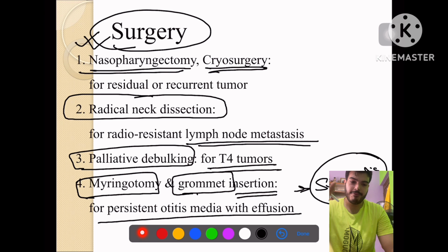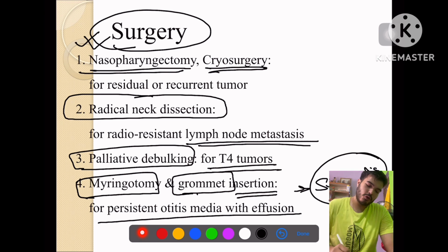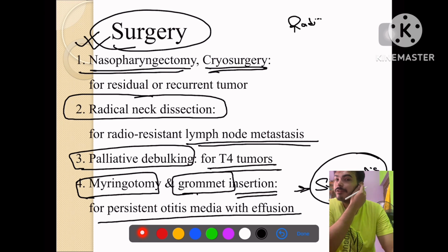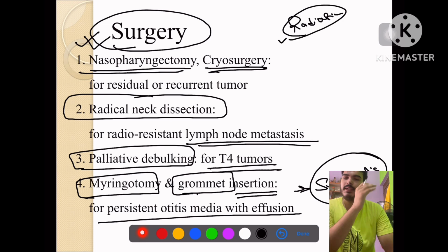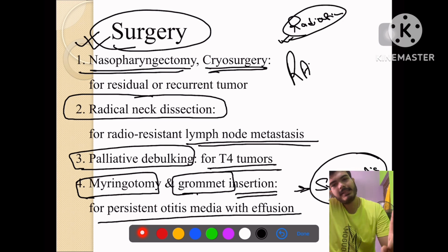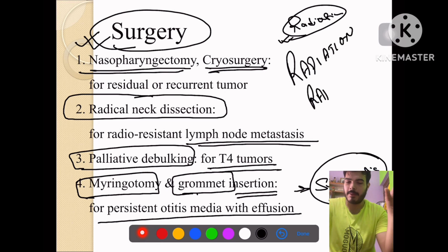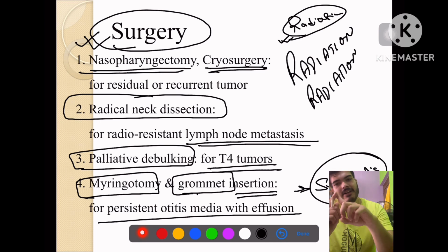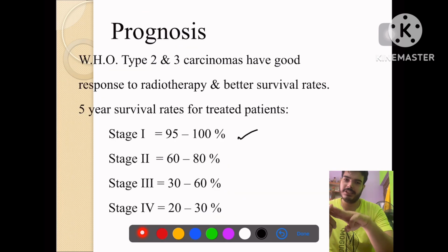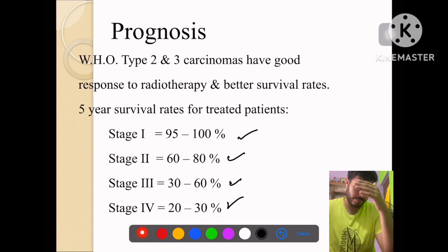That is in a T4 tumor. And myringotomy and grommet insertion if you have unilateral otitis media with effusion, but that is a symptomatic treatment. The major treatment is radiotherapy, X-ray beam radiation, or brachytherapy. Brachytherapy can be high dose, intracavitary or interstitial. Learn it in this way. And this is your radical neck dissection. And then what do you have?